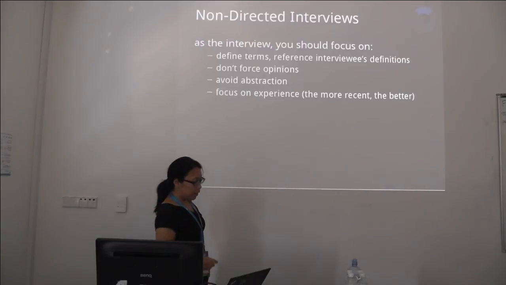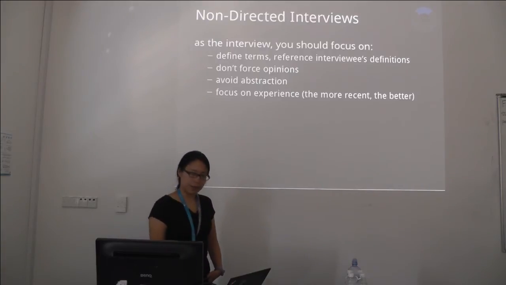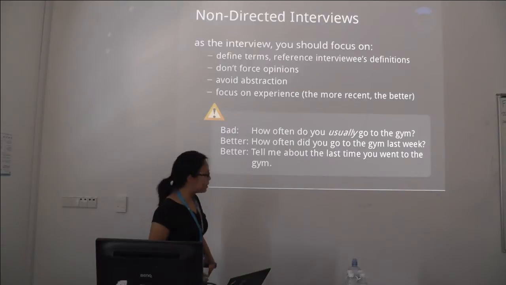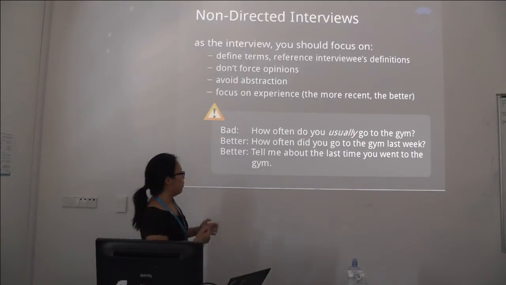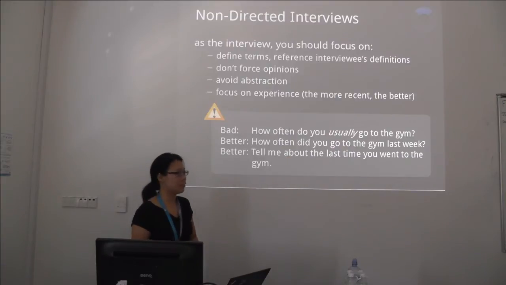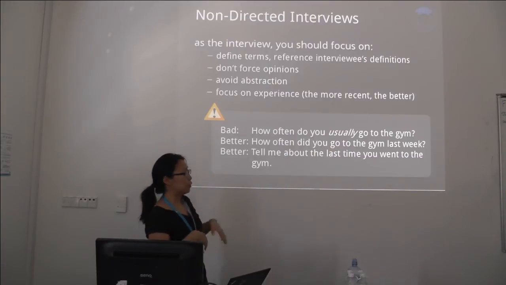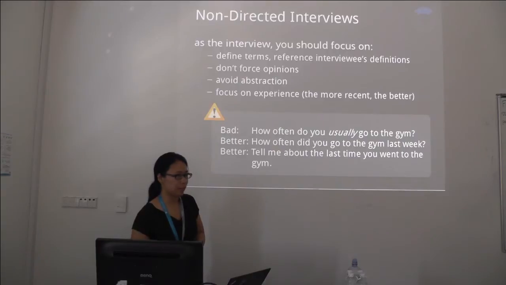Another thing you should do in these interviews is make sure you avoid abstractions, and instead focus on the actual experience of the interviewee. So again, some examples. Say you're building some fitness app. Questions that have terms like "usually" are already a bad sign. So a bad question would be, how often do you usually go to the gym? Someone might say, 2 to 4 times a week. And then a better question would be, tell me about the last time you went to the gym, which might be last month or something.